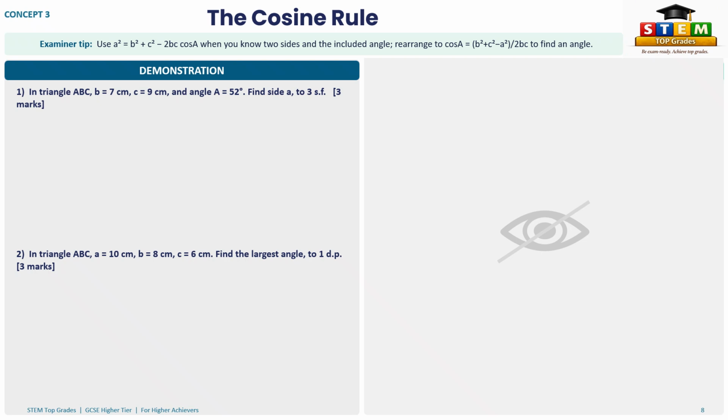Now, in this case, we are using the cosine rule. And you get the cosine rule as part of the examination. So your examiner is giving you the formula, the right formula, and it says use a squared is equal to b squared plus c squared minus 2bc cos A when you know two sides and the included angle. Included means the angle that lies between two other sides that you know of.